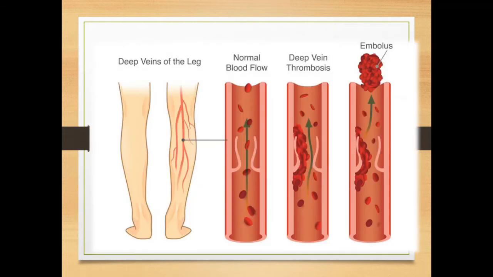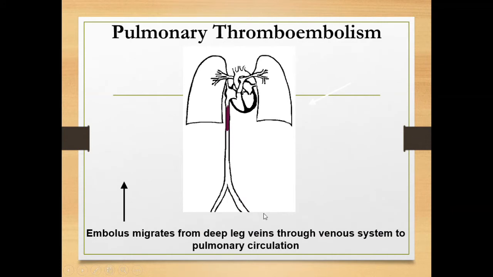So here you can see this is a deep vein. Here, due to changes in the blood flow or stasis of the blood, formation of a thrombus occurs. When part of the thrombus is dislodged, we call it an embolus. This embolus will travel from the deep vein to the right side of the heart, then from the right side to the pulmonary artery and can block there. It leads to infarction and we call it pulmonary thromboembolism.